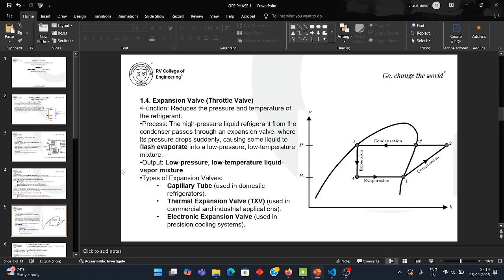The fourth component is the expansion valve or the throttle valve. The main function of it is to reduce the pressure and temperature of the refrigerant. The high pressure liquid refrigerant from the condenser passes through an expansion valve where its pressure drops suddenly, causing some liquid to flash evaporate into a low pressure, low temperature mixture. The output is a low pressure, low temperature liquid vapor mixture. Types of expansion valves include capillary valve, thermal expansion valve, and electronic expansion valve.